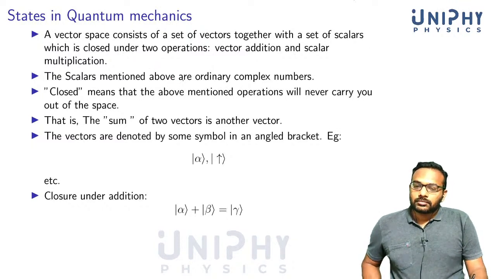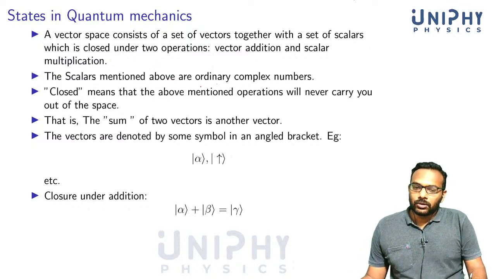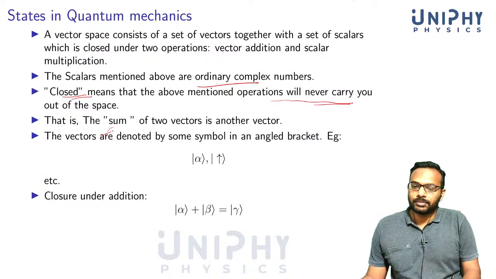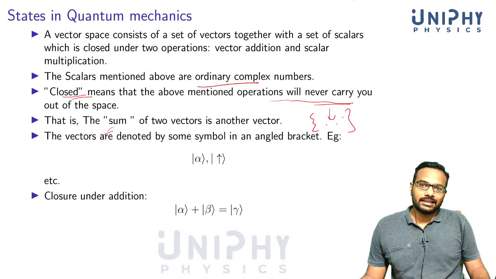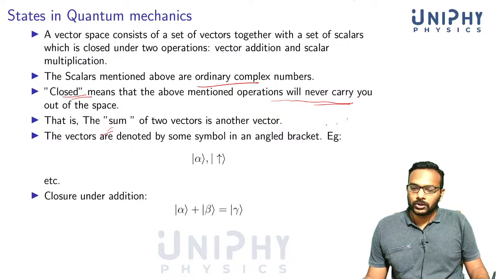Now, the scalars mentioned are ordinary complex numbers, and closed. What do we mean by closed? It means that if you do these operations, it will never carry you out of the space. So, if you have a set, you take two elements in the set and you multiply by a complex number or add, it will again remain inside this set. That's what we mean by closed.